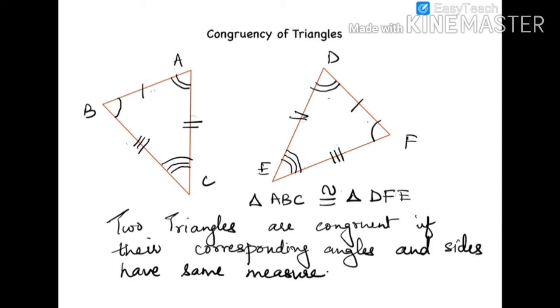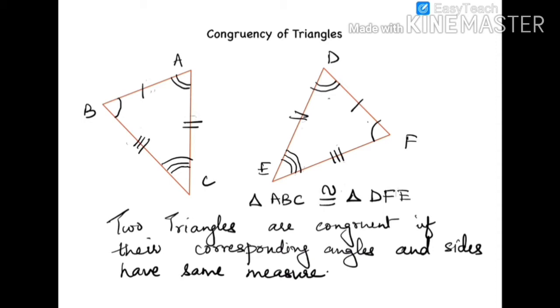It is important to write the order of congruency for these triangles correctly, because if we write a wrong order for the congruency of these triangles, then the corresponding angles and sides that are equal will not match.